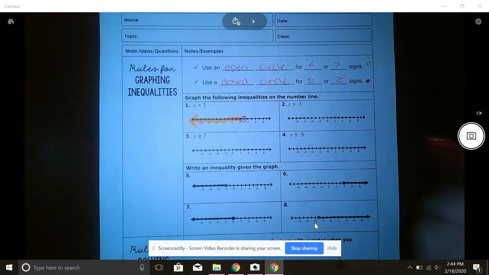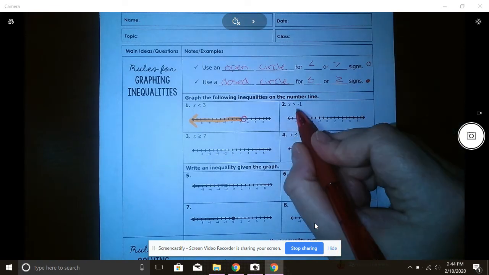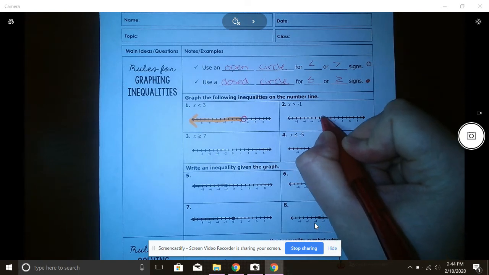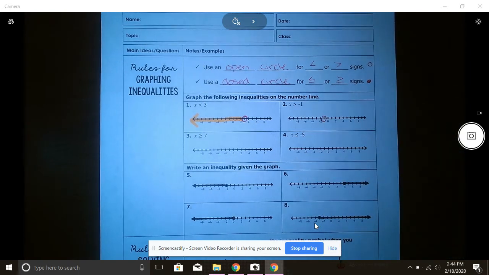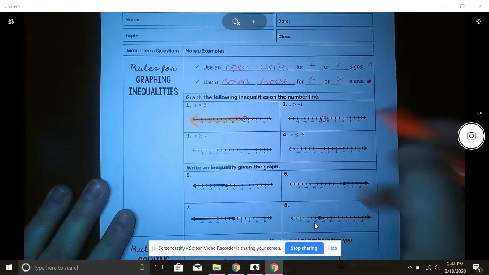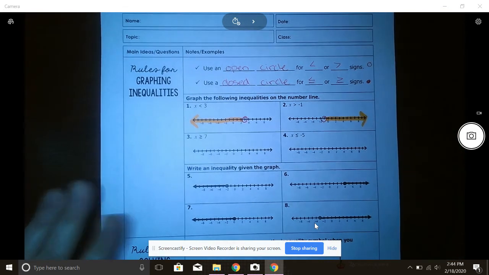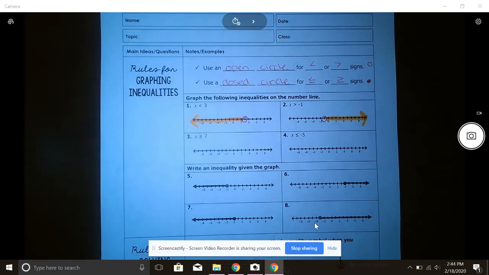Look at number 2. It says x, our solutions, are greater than -1. So we need to find -1, open circle because it's not equal to, and then we need to shade greater than -1, which would be to the right. This says our solutions are bigger than -1, but not equal to -1.